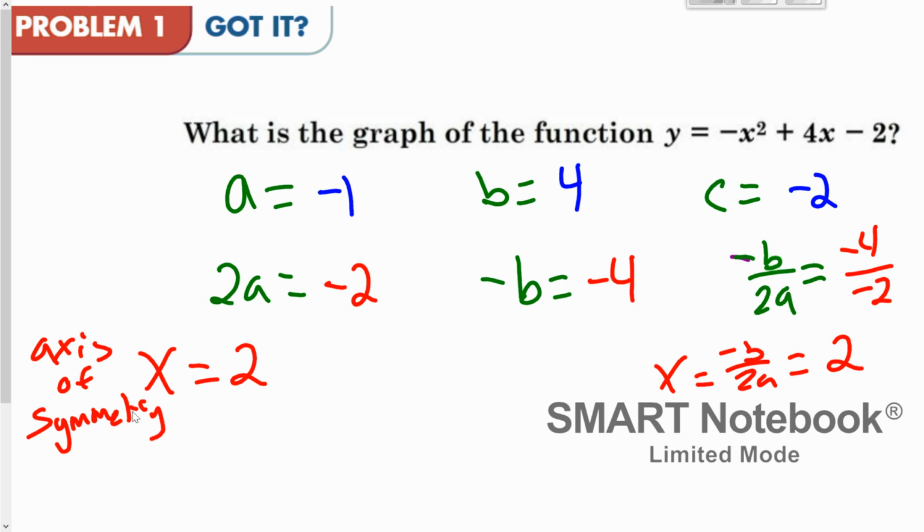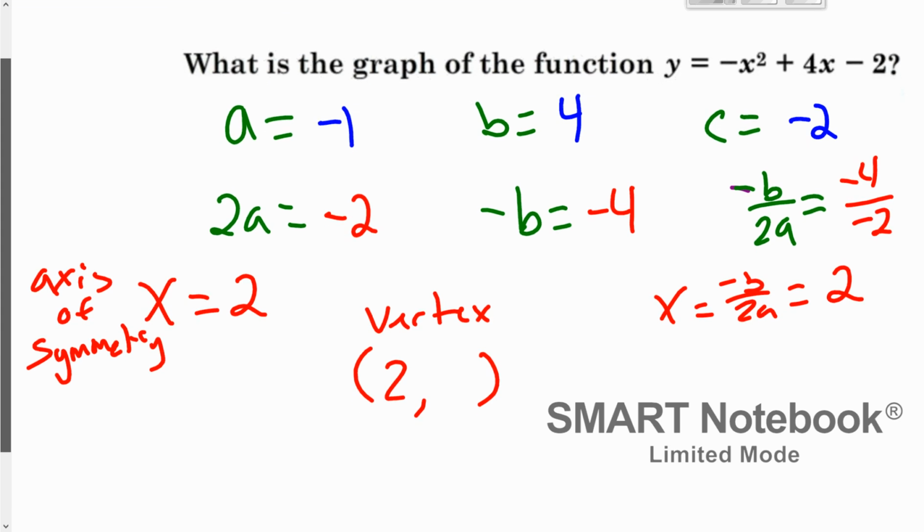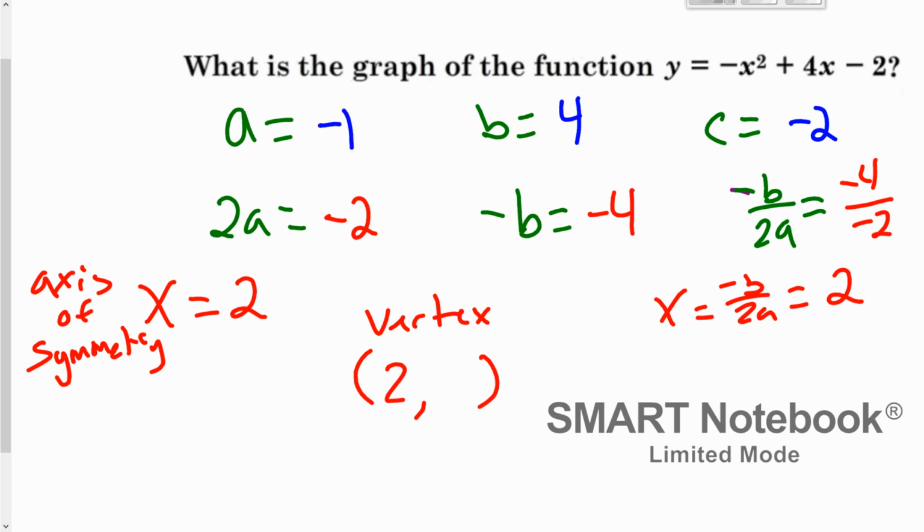Okay, now what do we do with that? How do I find a y value? How could I use this x value equals 2 and find my y value, my vertex? So I know my vertex is 2 for my x. How do I find my y value? Okay, go ahead and pause the video. Think about that. All right, the answer is you got to plug the x in here and the x in here, and you will find your y value.